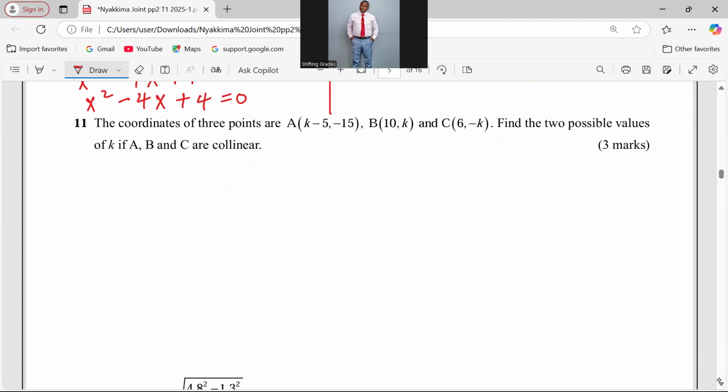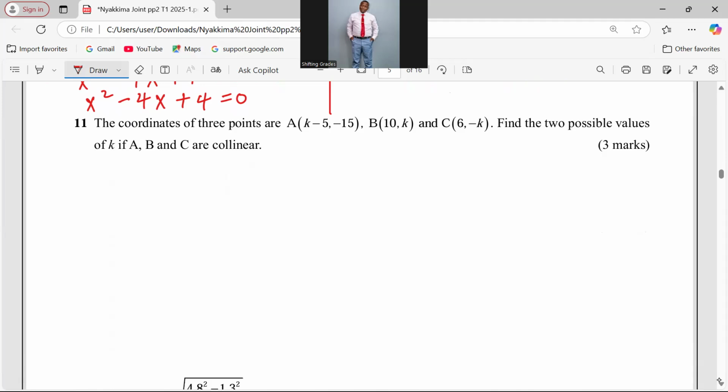So that is it. We can now look at the solution for number 11. The coordinates of 3 points are A, which is (k minus 5, -15), B, which is (10, k), then C, (6, -k). Find the 2 possible values of k if points A, B, and C are collinear.